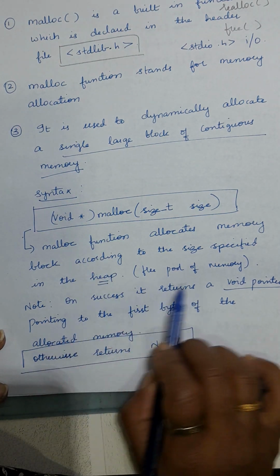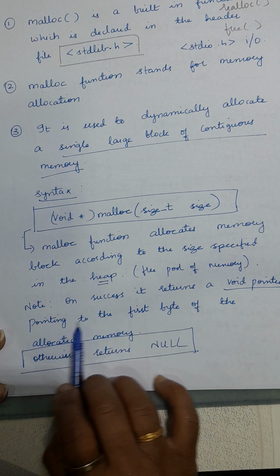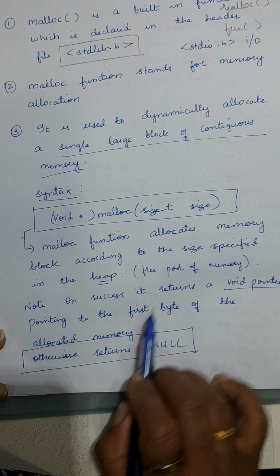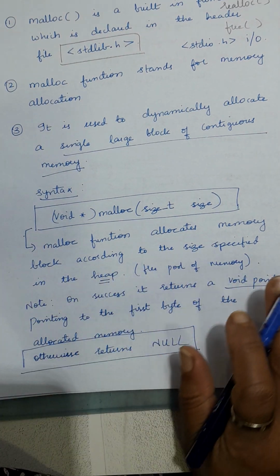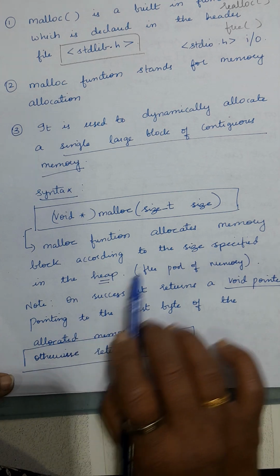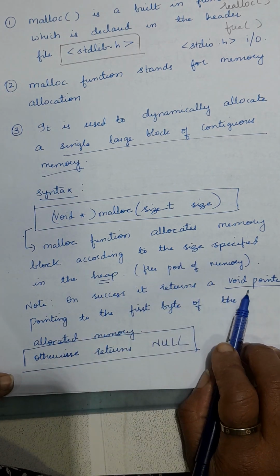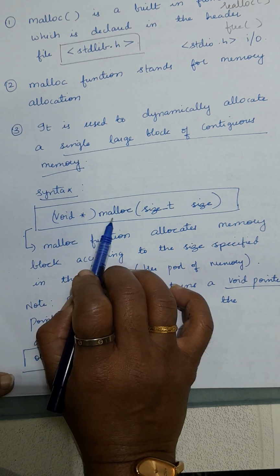Understood? So on successful return, it returns a void pointer which points to the first byte of the allocated memory. That I'll teach you in the coming example. Otherwise, if the memory is not allocated, what is the return value? Null is the return value. On successful allocation of memory, a void pointer, that is void star, will be returned. It is the default return value of malloc.